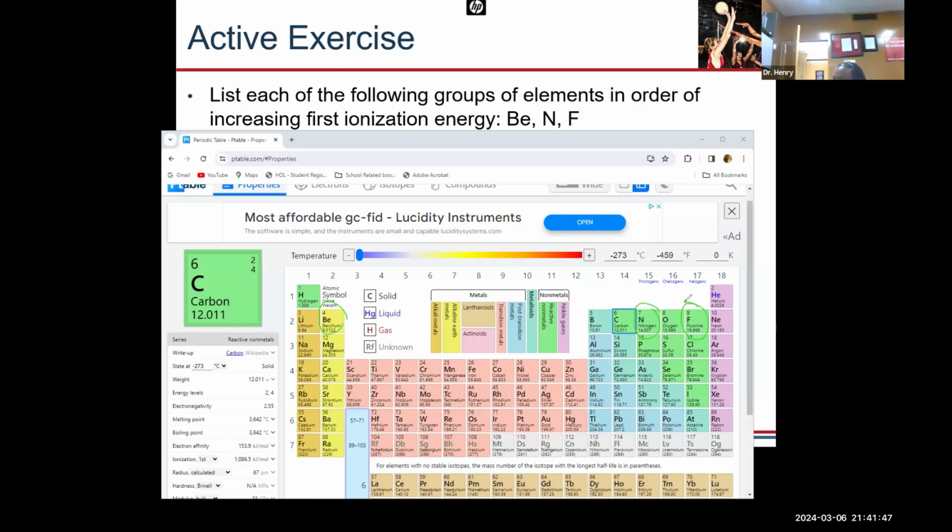So then it's beryllium, nitrogen, and fluorine, right? So it's in the order that they should be in. Yeah. Fluorine is going to have the highest ionization energy. The nitrogen is the second highest. Beryllium is lowest.